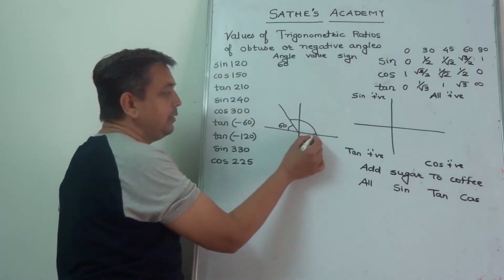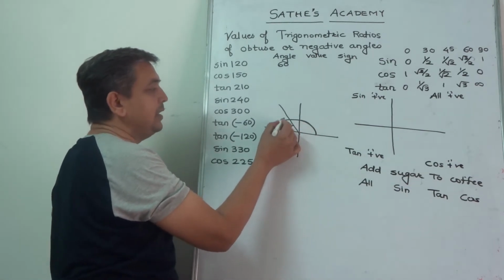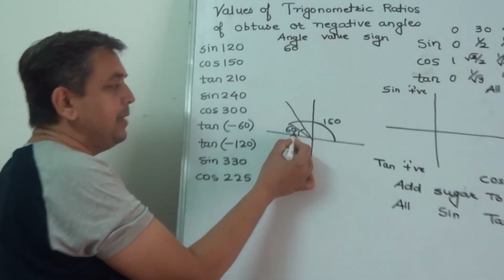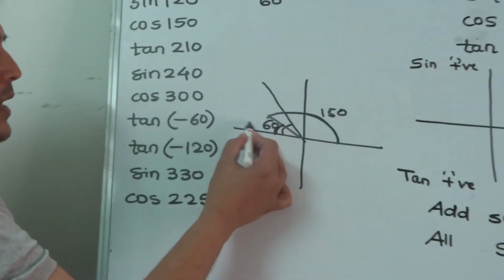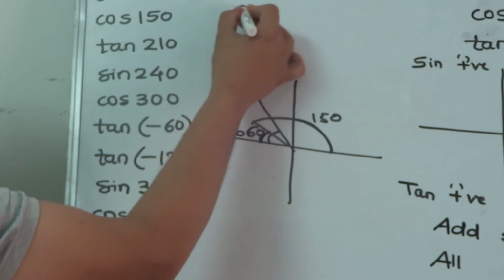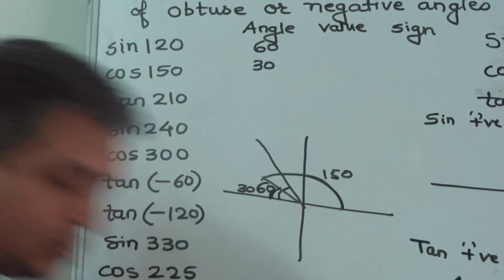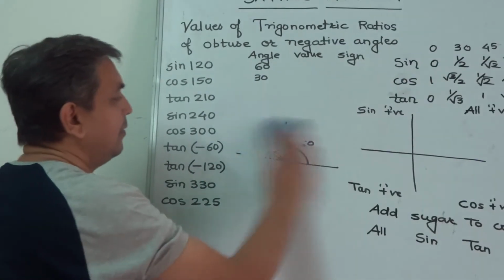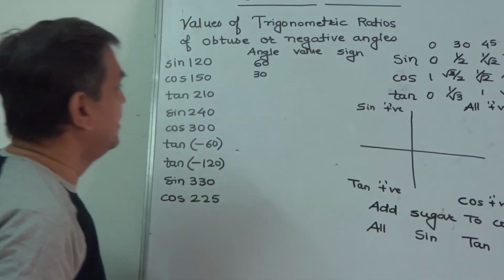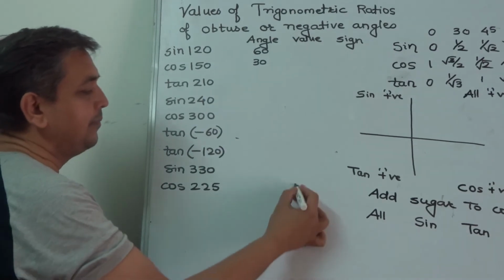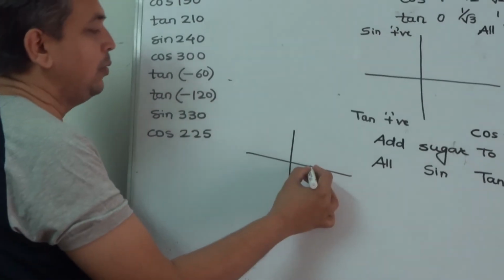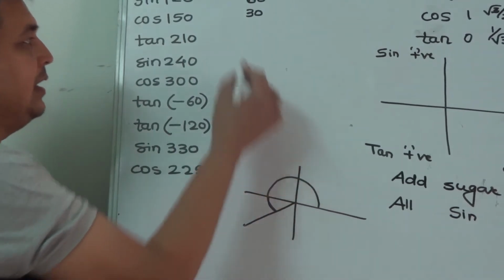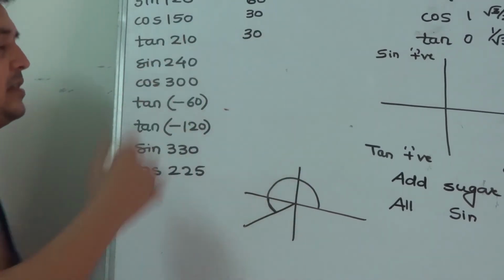150, if we go ahead 120 plus 30, so this will be 150 degrees. We can see the remaining smaller angle with the x-axis is 30 degrees. So this is 30 and so on. We check other values also. Now what will be 210? 210 is 180 plus 30. So this angle will be 30 degrees.